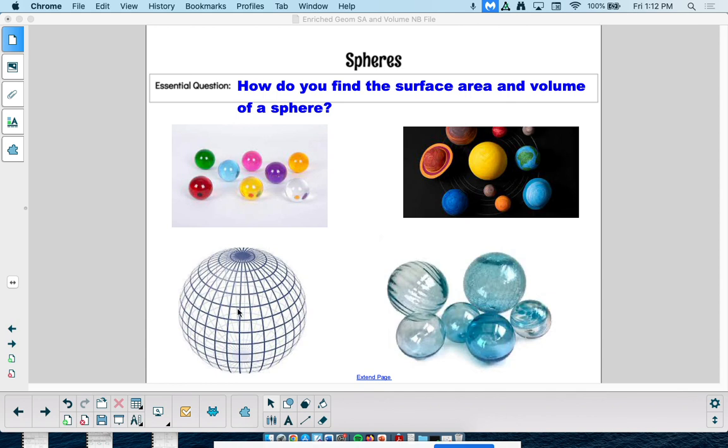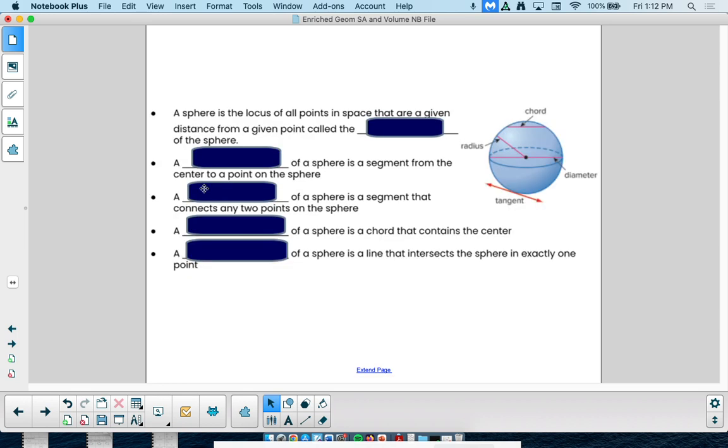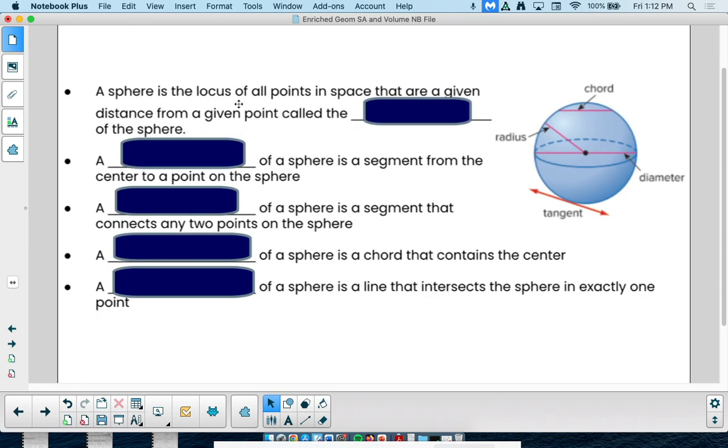So we're going to talk about the volume and surface area of our last solid today, which is a sphere. A sphere. Few new words. A sphere is a locus. Do you guys know what a locus is? It's just a set of points. A fancy word for all the points. So it's the set of all points that are the same distance away from its center. So no matter where you are on your sphere, if you go to the center, it's the same distance away.